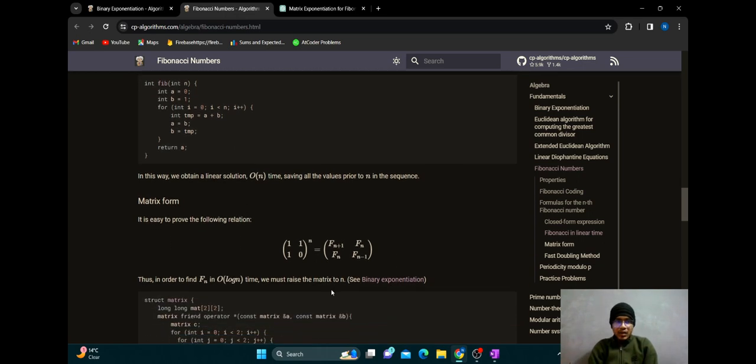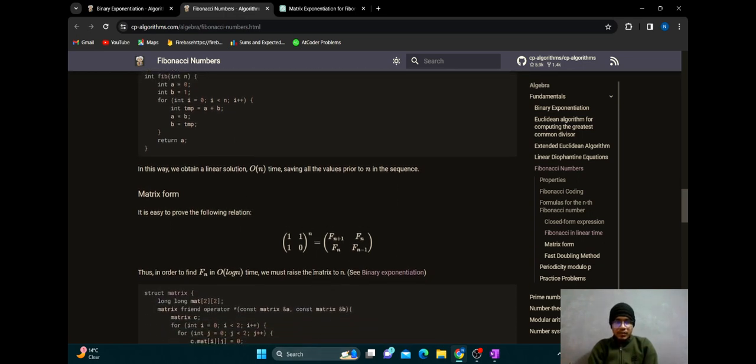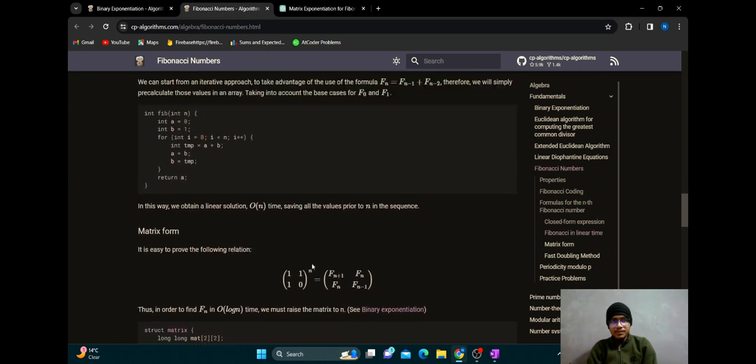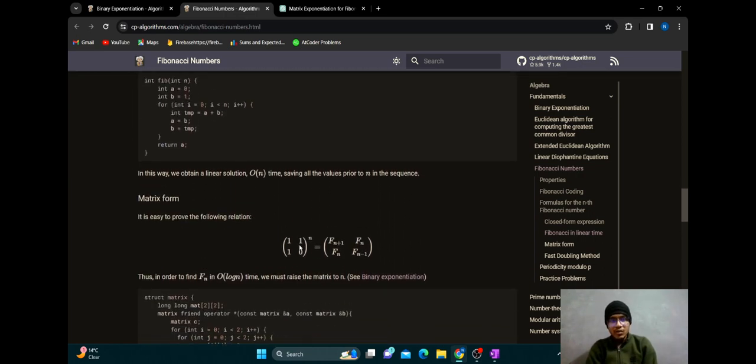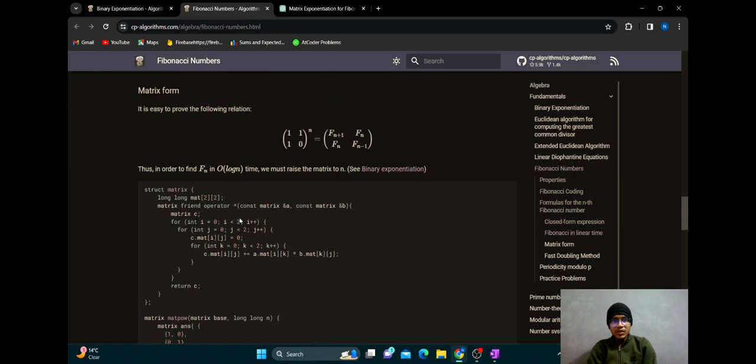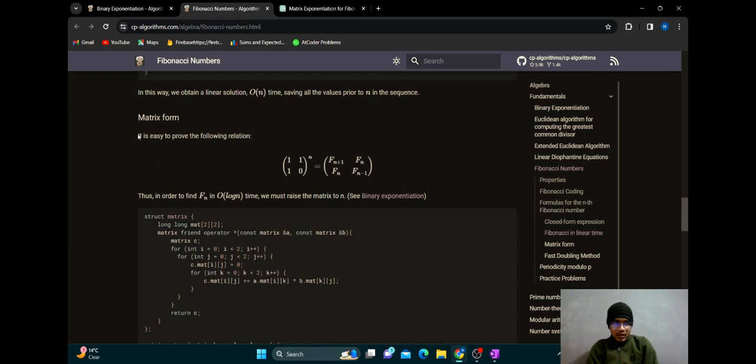Okay, so it is the very easy thing. You can code it by yourself. So let's see how we can find the nth Fibonacci number in O of log n time. It is easy to prove the following relation, by which we can find the nth Fibonacci number in log n time. This matrix raised to power n equals [[f(n+1), f(n)], [f(n), f(n-1)]].